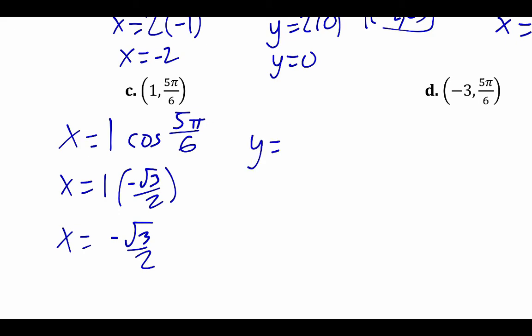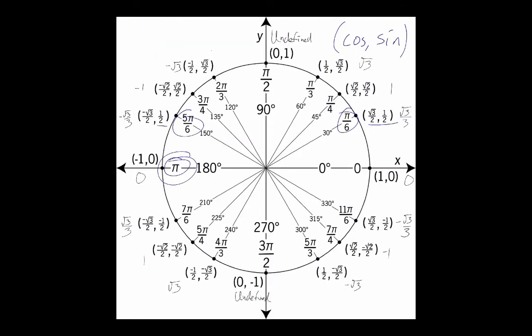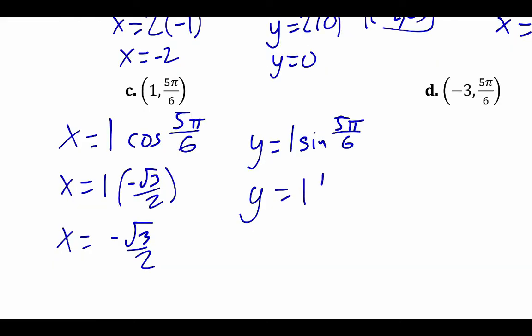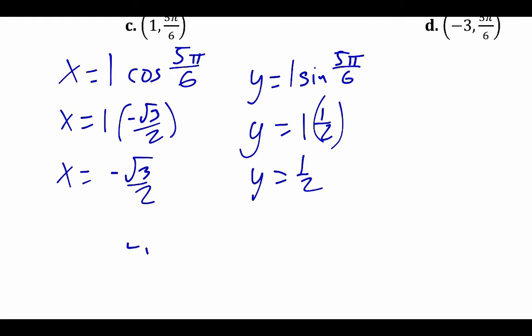Y is r, 1, times the sine of 5 pi over 6. So we got y equals sine of 5 pi over 6, 1/2. So we got 1 times 1/2. We get y equals 1/2. So we have negative square root of 3 over 2, 1/2.